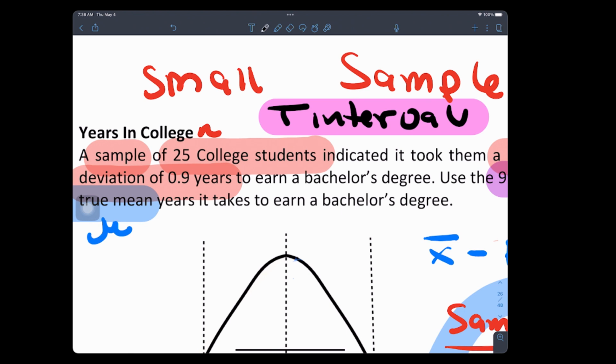Easy peasy, lemon squeezy. T interval. You just have to remember what the small sample is. Now you might say to me, but Mr. Judge, why do we take a small sample? Sometimes you've got no choice.